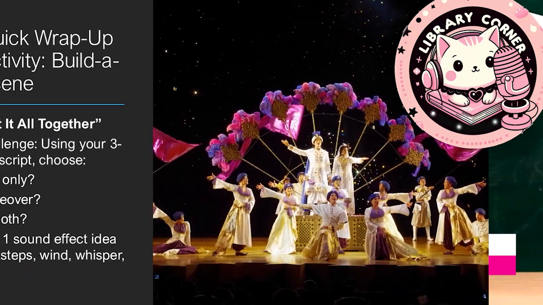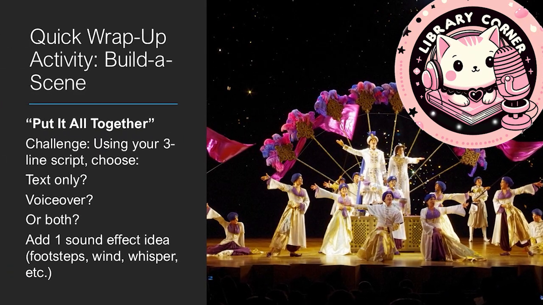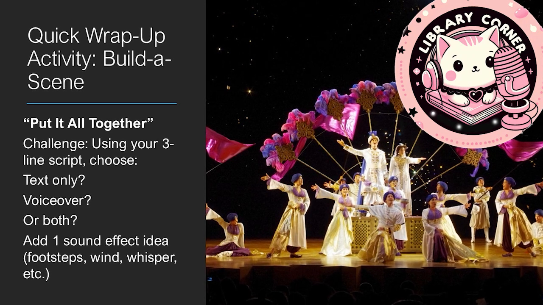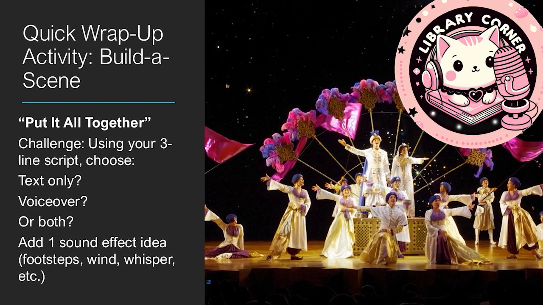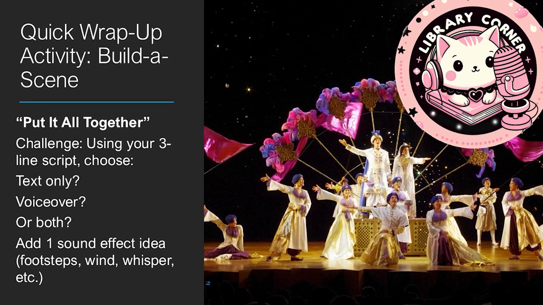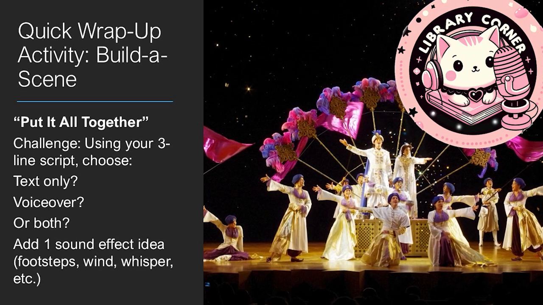So here's a second quick activity we're going to do. Wrap up activity, build a scene. So, putting it all together, you're using your 3-line script. You're going to make some of these decisions. Just think about that. You can write it down on a scrap piece of paper. Like I said, we will have those longer activities to do, of course, after these modules are done.